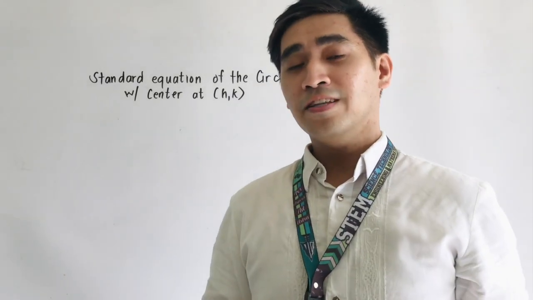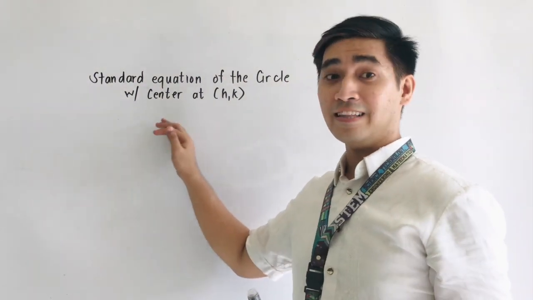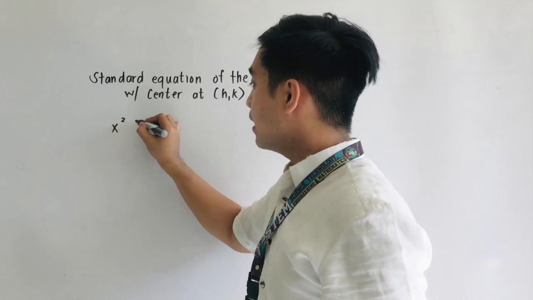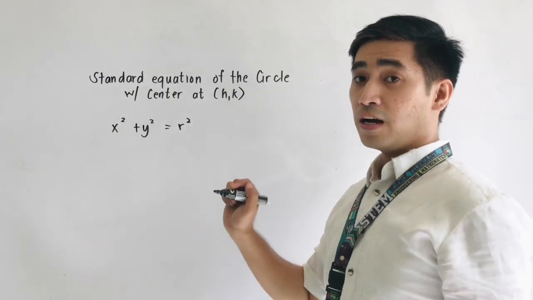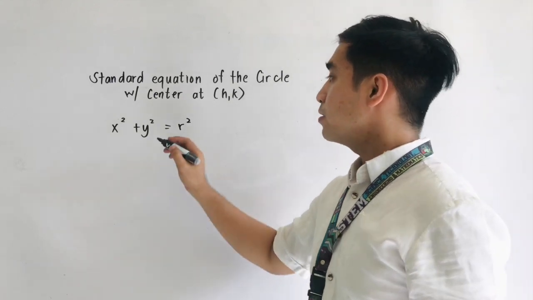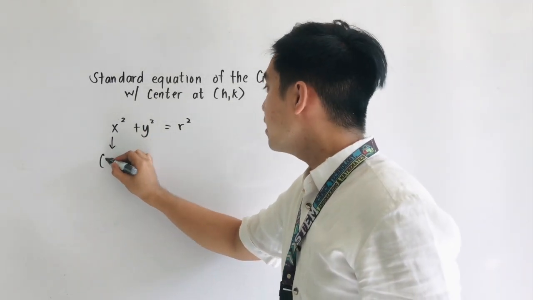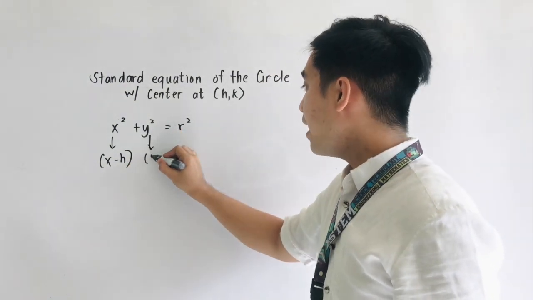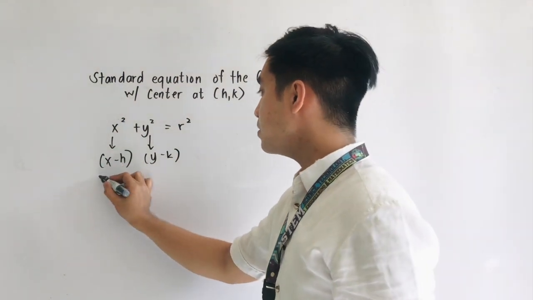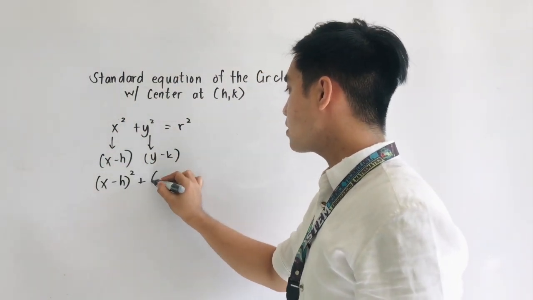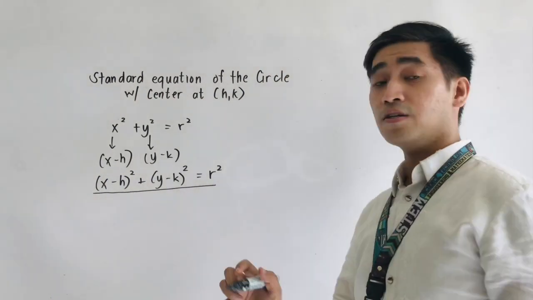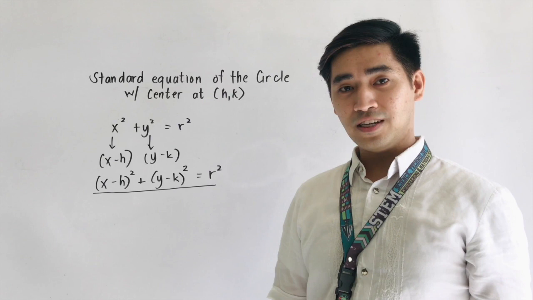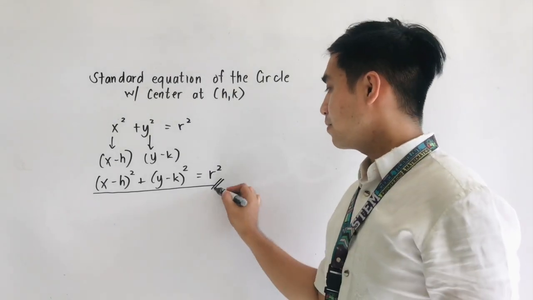So how do we derive the equation of the circle if the center is no longer at the origin? In this case, the center is now located at (h, k). So let us write the equation of the circle having its center at the origin. This is the equation of the circle. Now the center is at (h, k), so all we have to do is change x to x minus h and change y to y minus k. Therefore, this becomes (x minus h) quantity squared plus (y minus k) quantity squared equals r squared. So this is the standard equation of the circle having the center at (h, k) and not at the origin.